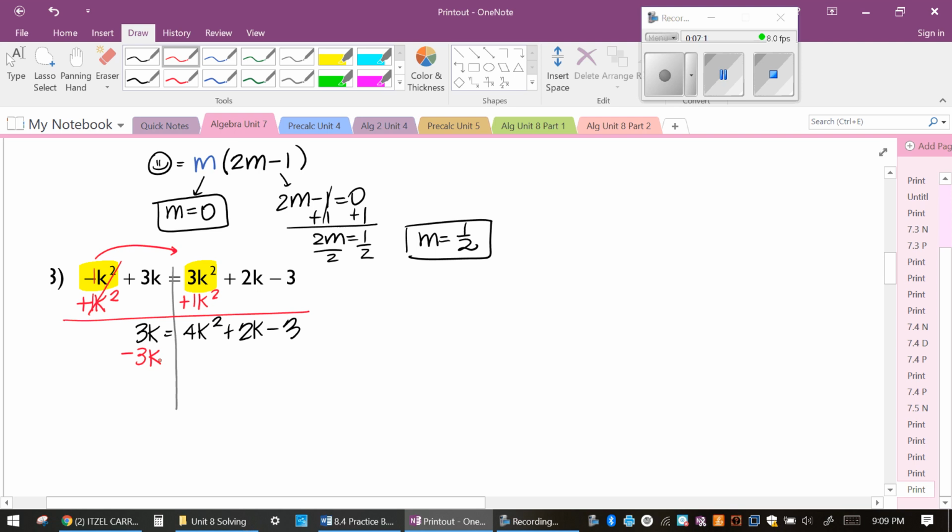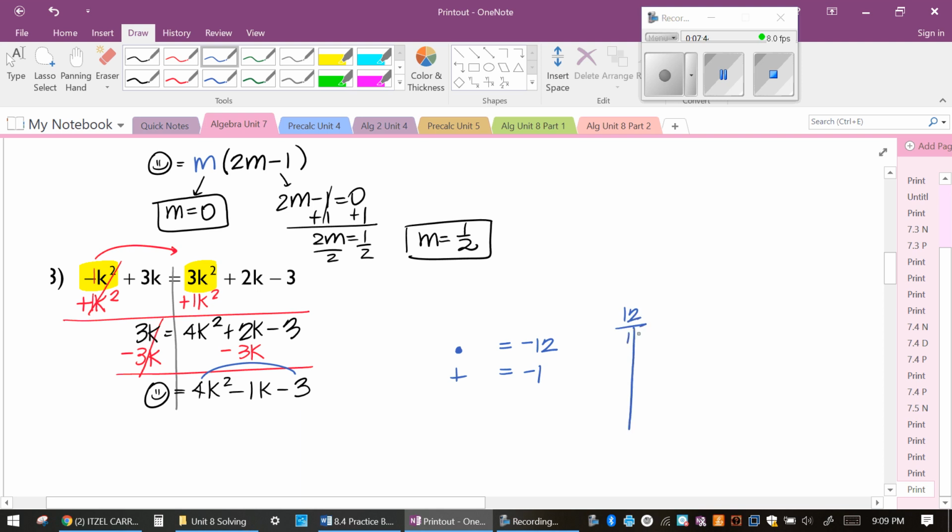So I'm going to keep going using opposite operations. So this is a positive 3k. I'm going to subtract 3k, keeping like terms with like terms. Once you have that 0, you're ready to try to see if you can factor. There's no GCF for these three terms, but it's a quadratic trinomial. So I have to try to find two numbers that multiply to negative 12 and add to negative 1.